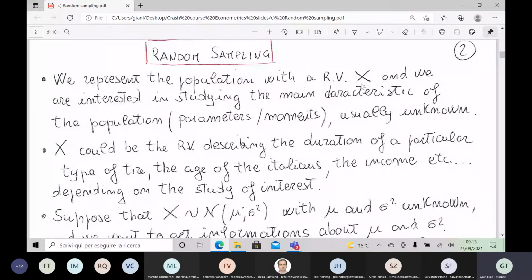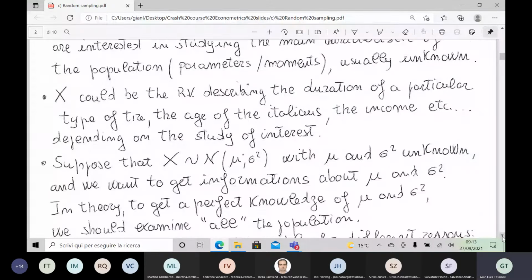Okay. Suppose, for example, guys, that X, which is the random variable describing the population, follows, and it's only an example to understand the problem, a normal distribution with mean mu and variance sigma square, with mu and sigma square unknown. And we want to get information about mu and sigma square.